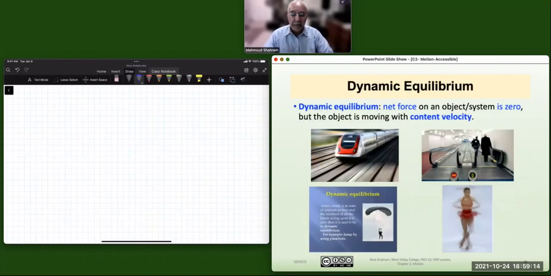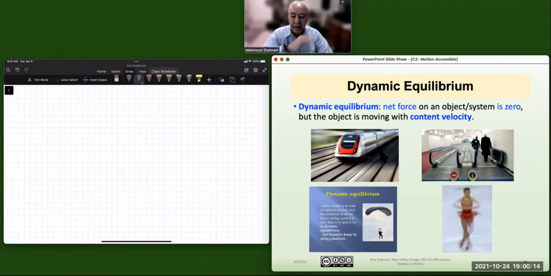Now, we have another type of equilibrium, which is called dynamic equilibrium. And the condition for dynamic equilibrium is also that the net force is zero. However, the object could be moving at a uniform, constant velocity. It could be moving at constant velocity and still be in dynamic equilibrium. For example, you're on the conveyor belt here, and you're moving at 3-4 meters per second. It is a constant speed, so you are at dynamic equilibrium.